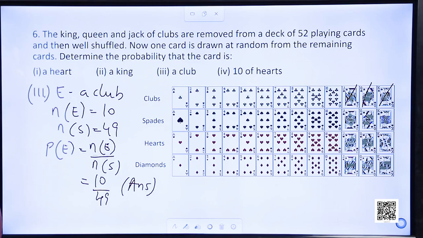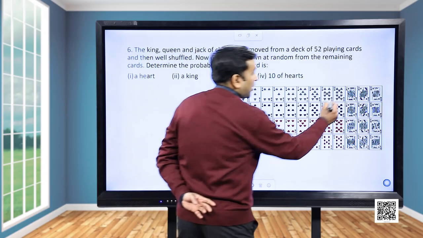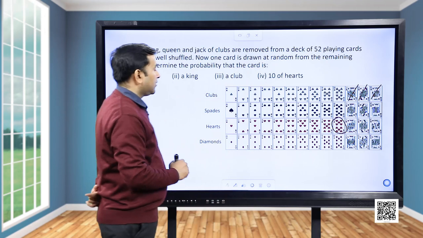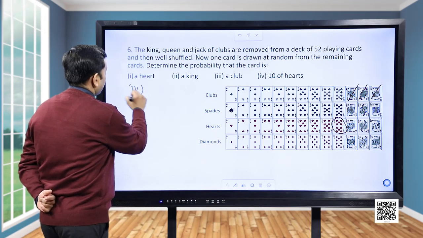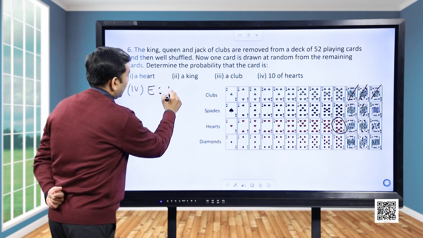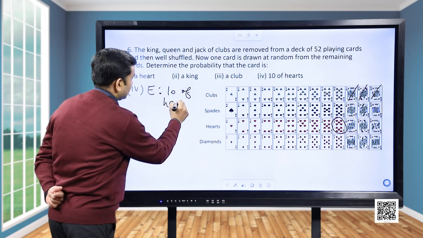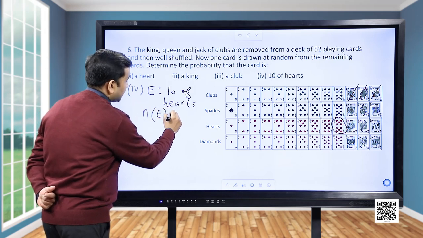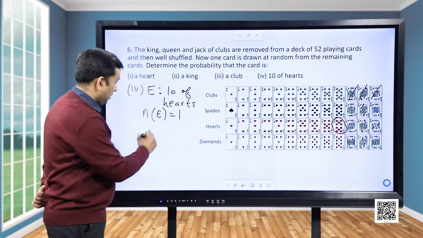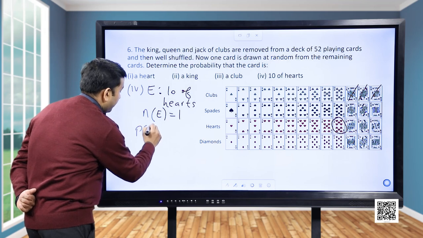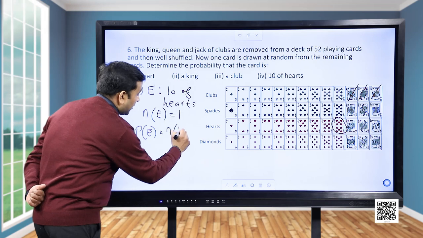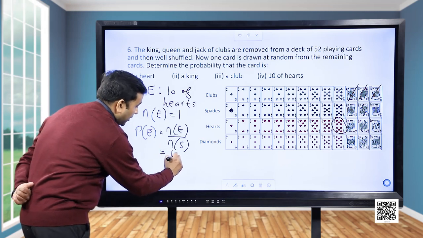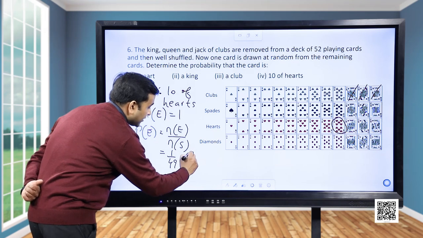Let's move to the fourth part. Remember that we don't have these three cards, and 10 of hearts is this one. So let E be the event of getting 10 of hearts. So what is the number of favorable outcomes? Very simple, it is just 1. And what is the required probability? PE equal to number of favorable outcomes upon number of all the possible outcomes, which is equal to 1 by 49. And this is our required answer.